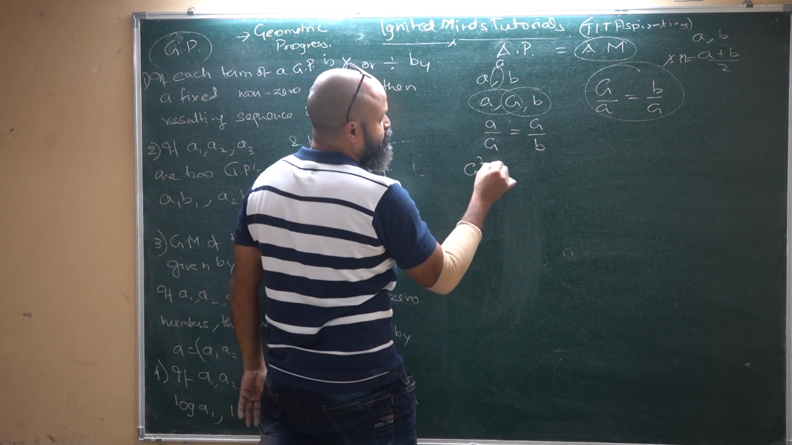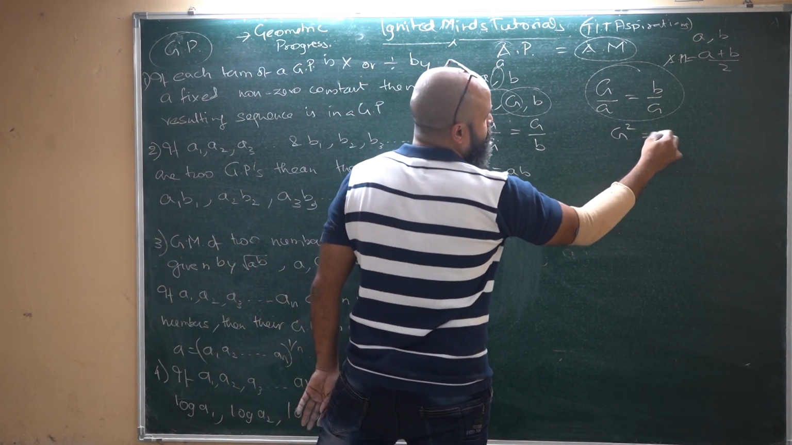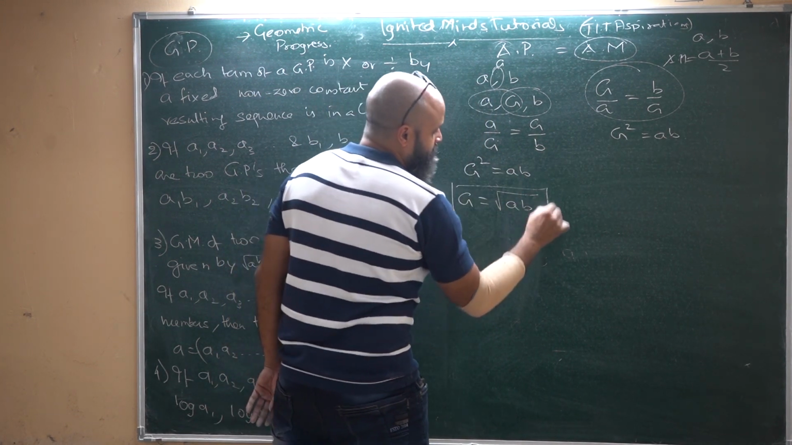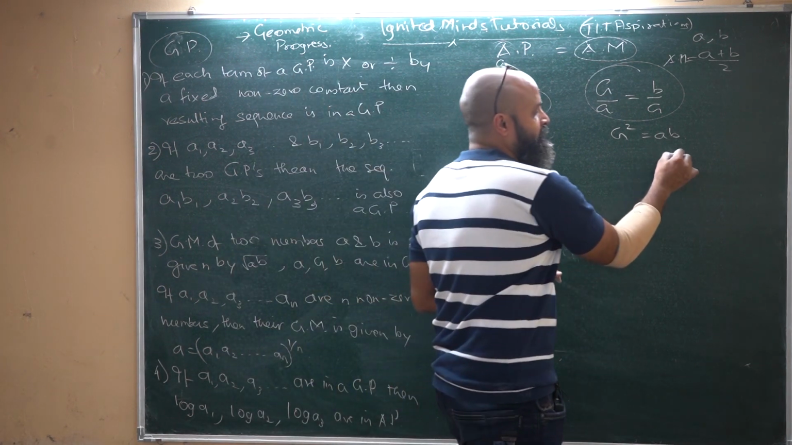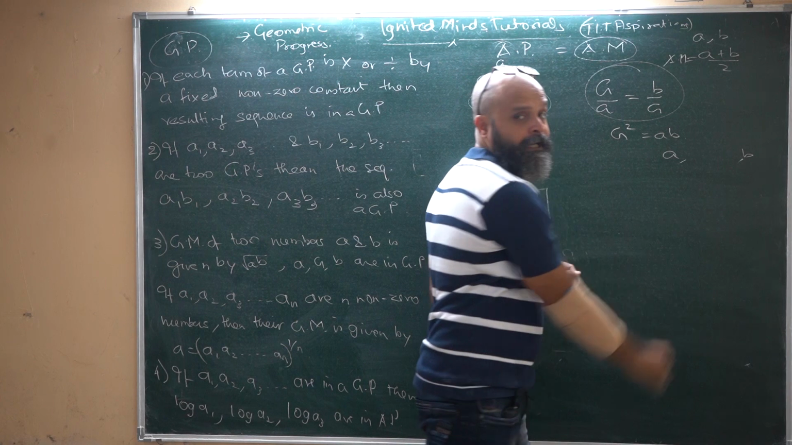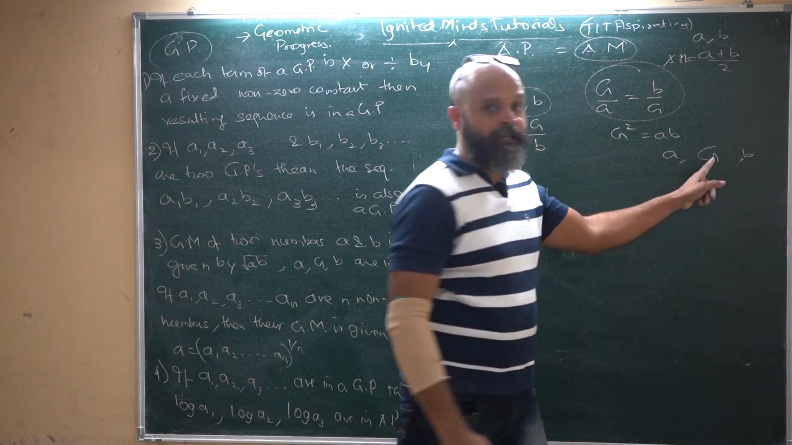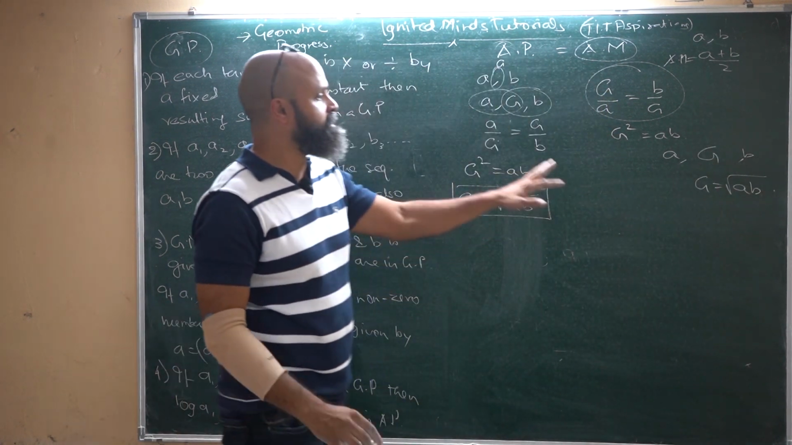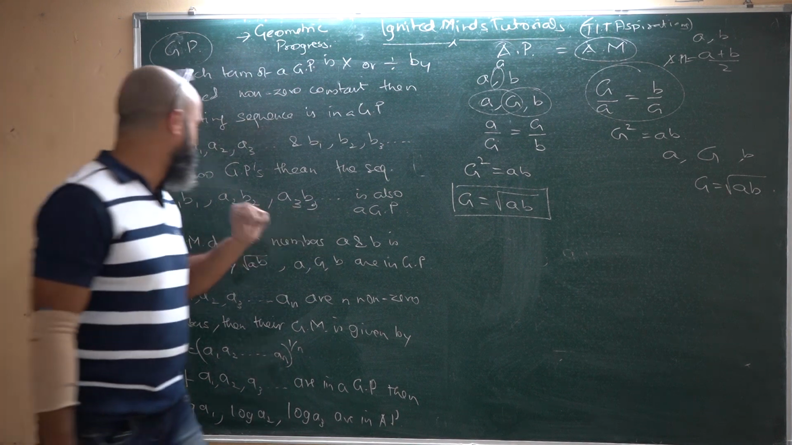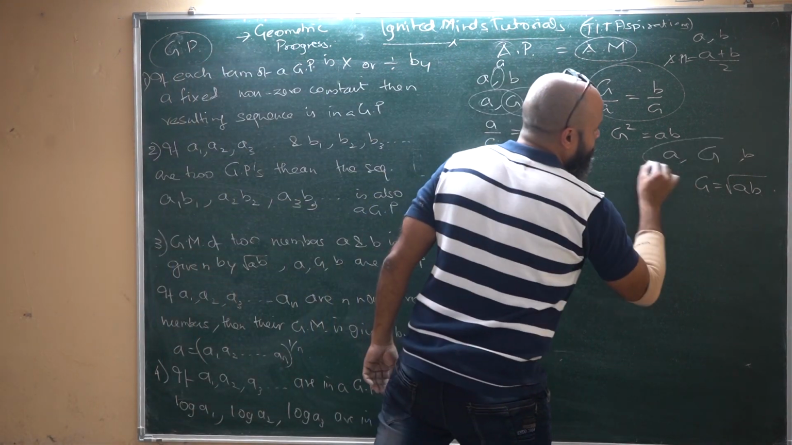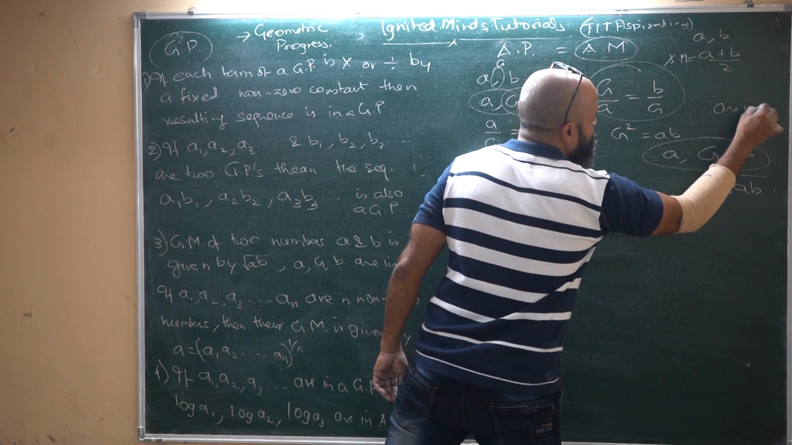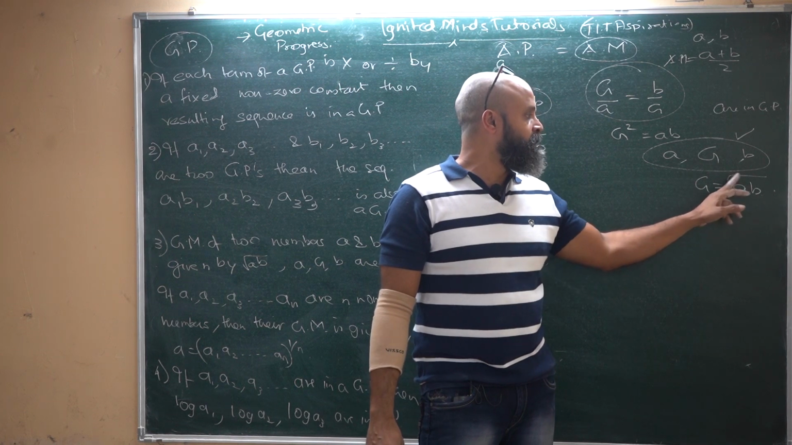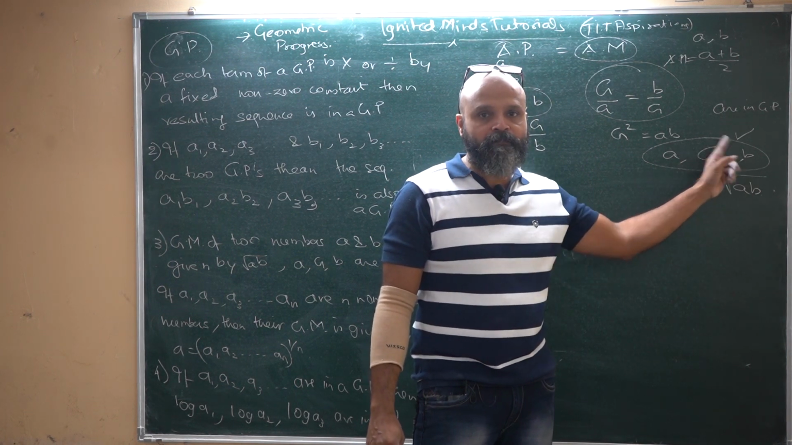In this case we'll get G square is equal to AB. In this case also we are going to get G square is equal to AB. Which means G is equal to the square root of AB. So in case we have to insert a geometric mean between two numbers A and B, it will be A, G, B, and the value of G is given as the square root of AB. So this is how we get the geometric mean of two numbers. We can say that A, G and B are in GP. If three numbers are in GP, we can say that the middle number is the square root of the product of the extreme numbers.